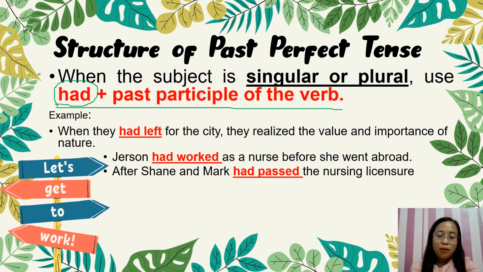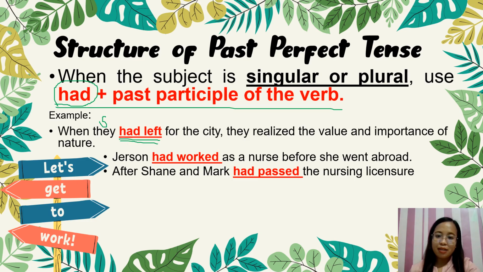Okay, number 1. When they had left for the city, they realized the value and importance of nature. Okay, yan yung sentence natin. Ang verb dito, yung word na had left. Subject, they, and the verb is had left. So, tapos na kasi. Nung umalis daw sila papunta sa city, na-realize nila kung gaano ka-importante at gamit-gamit yung nature. Okay, next example.